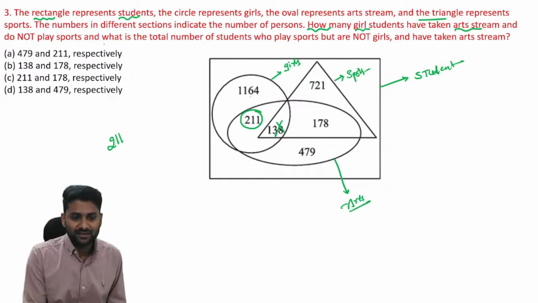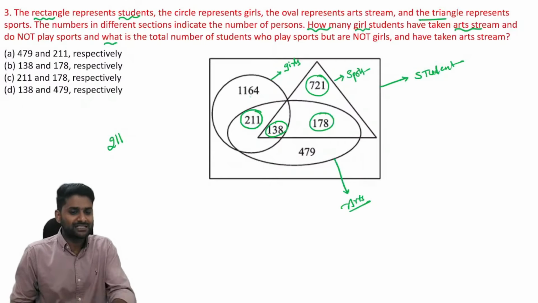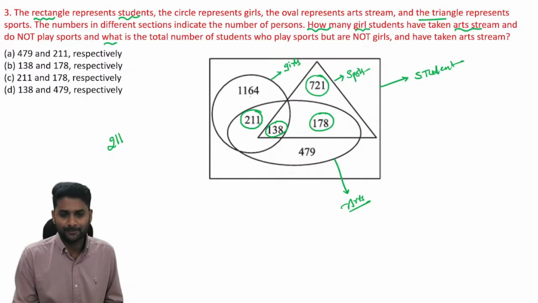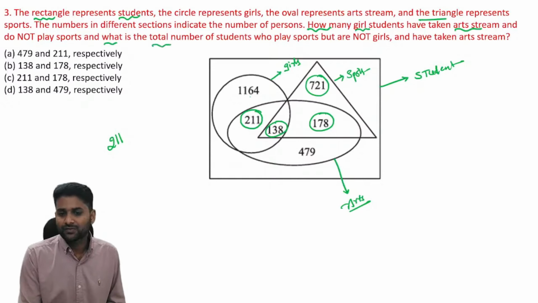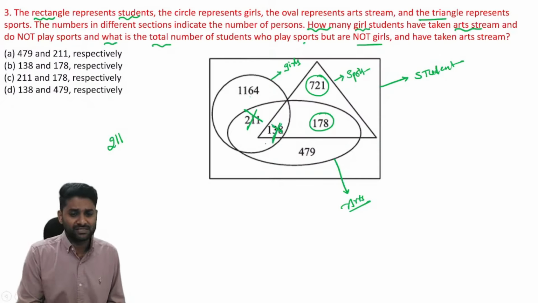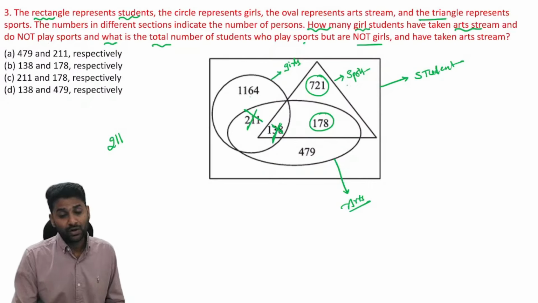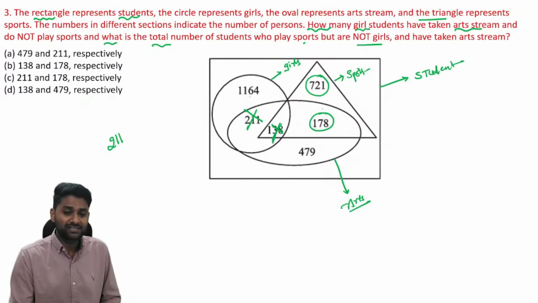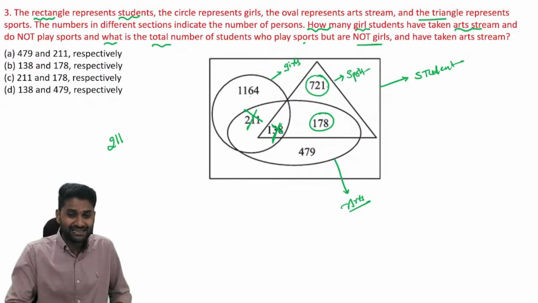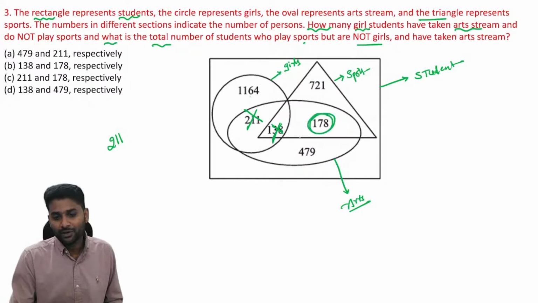Next, we have to identify the other one. What is the total number of students who play sports, guys? Total number of students who play sports means 721, 138, and 178. Every value within the triangle is considered a sports-interested person. But they clearly mention the total number of students who play sports but are not girls. So don't take any information enclosed within the girls circle. That's why we do not consider 211 and 138. They clearly mention that persons interested in sports will be part of the arts group. So we need the triangle and oval intersecting together. That's why this is the only value you have to consider.